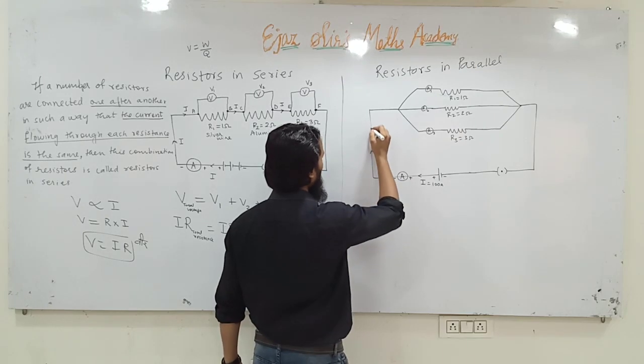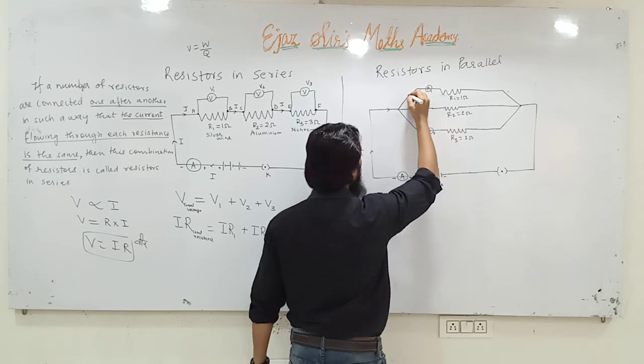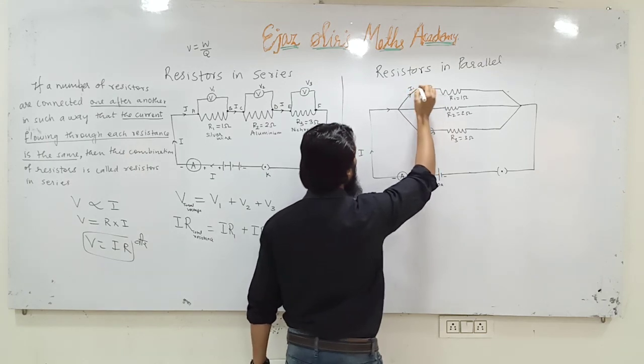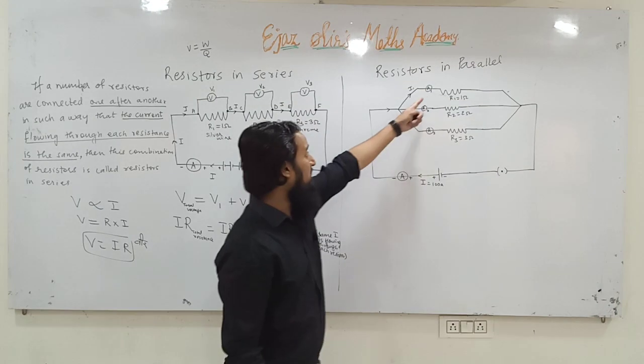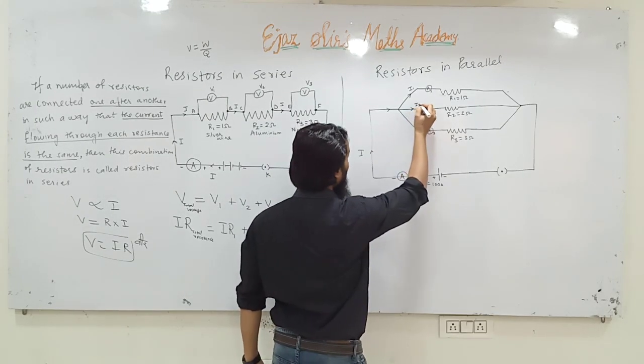This current will come like this. The current is I. The current I1 will go here. How do I know that this is I1? Because the ammeter will show me. The current I2 will flow through the second ammeter.